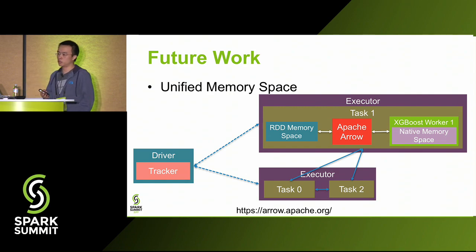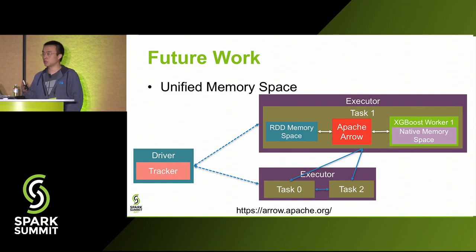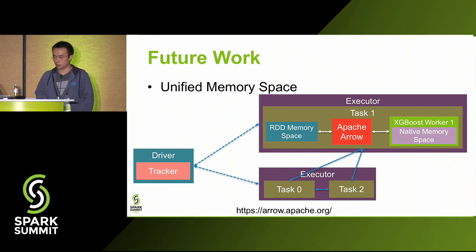Here, one of the important pieces of work we are doing is a unified memory space. As we said, we always copy the data from RDD space to native memory space, and it increases the memory footprint. Now we are trying to use Apache Arrow to share the memory space between RDD space and the XGBoost workers so that we don't need to copy data.